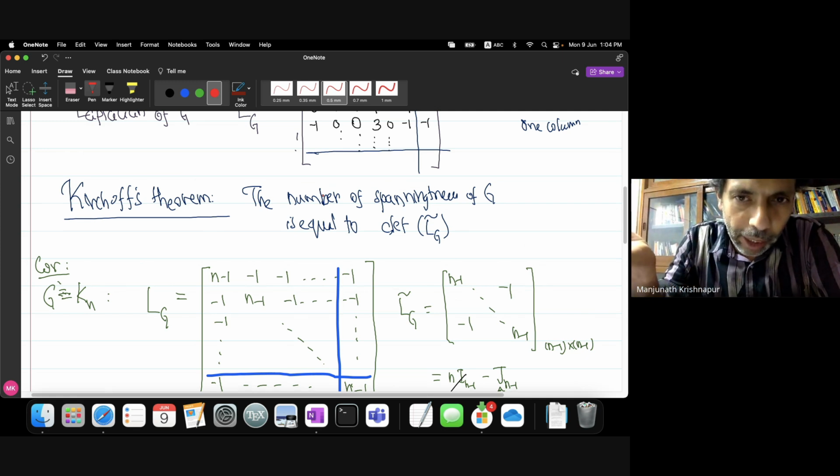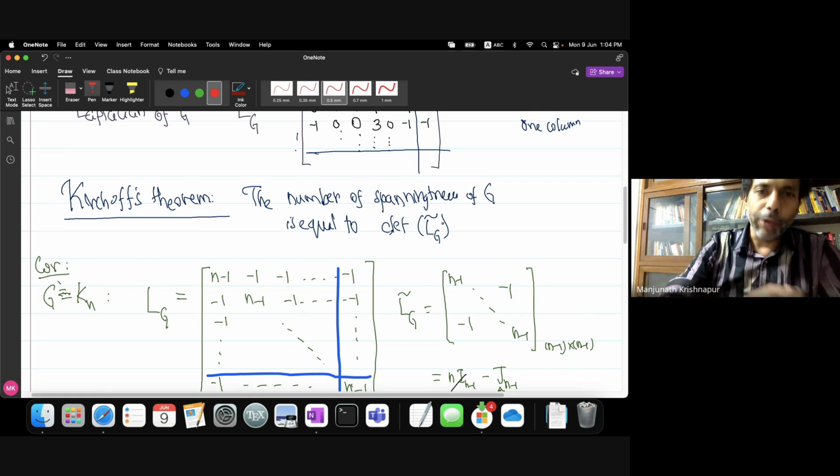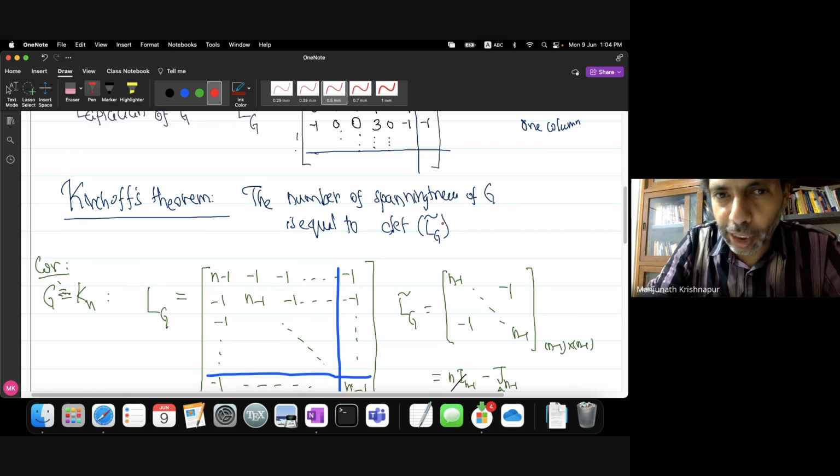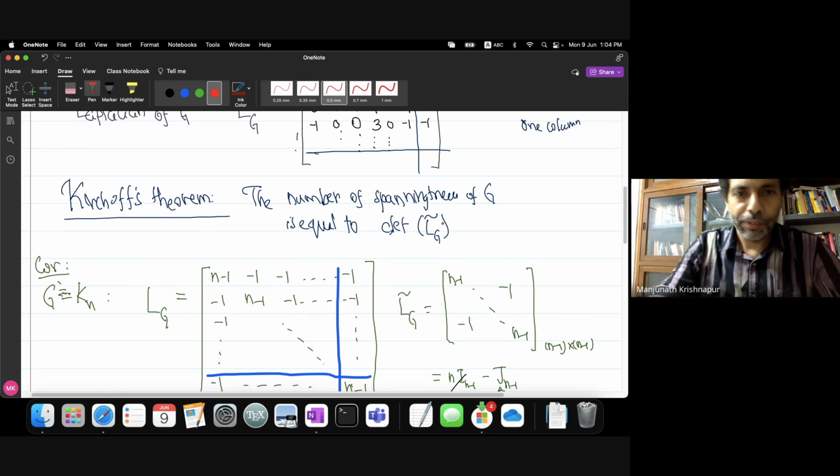There is only one spanning tree. So if I take the determinant of L_G tilde, it should give me 1. So that is one way to check. If you have the adjacency matrix given to you, go to the Laplacian matrix, remove one row, one column, compute the determinant. If it is 1, then you started with a tree. Otherwise, it is not.